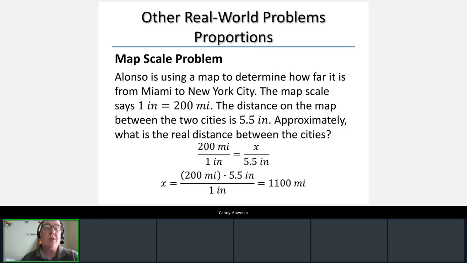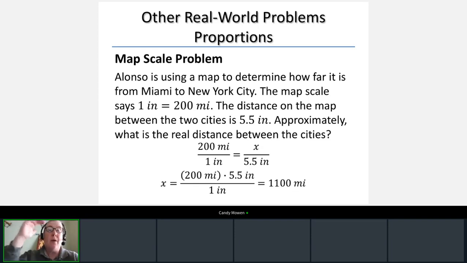Now, let's look at a map. Alfonso is using a map to determine how far it is from Miami to New York City. The map scale says 1 inch equals 200 miles. The distance on the map between the two cities is 5.5 inches. Approximately, what is the real distance between the cities?